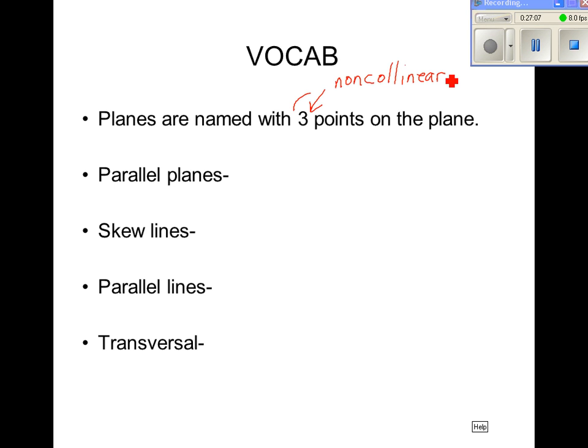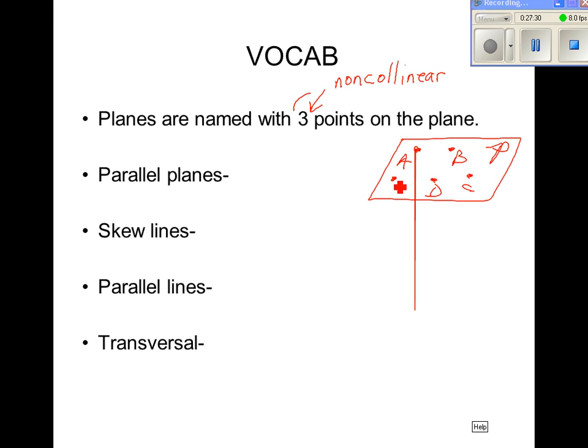Alright, so on this first one, at the start of the year we learned about planes. And when we named the plane, they gave you some fancy cursive letter in the corner and you named it plane P. Now what they're saying, instead of naming it that way, you can name it with any 3 points that fall on the plane. So tell me one way we could name that plane.